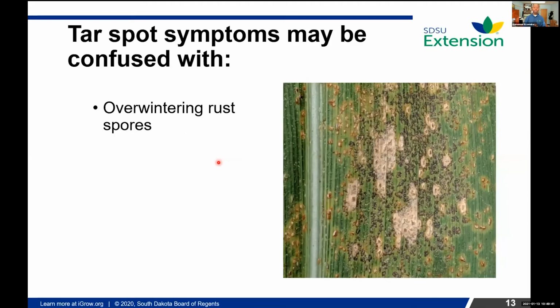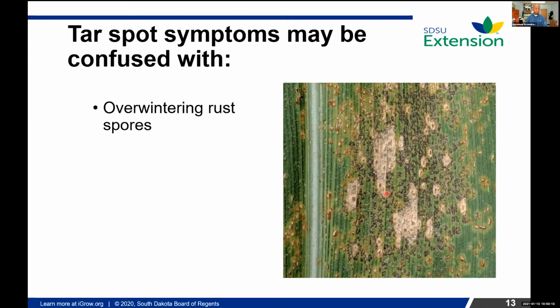So as I mentioned, tar spot can be confused with other diseases, especially rust pathogens that are going into the teliospore form, or overwintering version of the fungus, as seen here in this picture. But the distinction is that for rusts, the pustules are easily dislodged and you can easily scrape them off, unlike tar spot, where they're really firm in the tissue. But as you can see, it can look pretty close to tar spot.